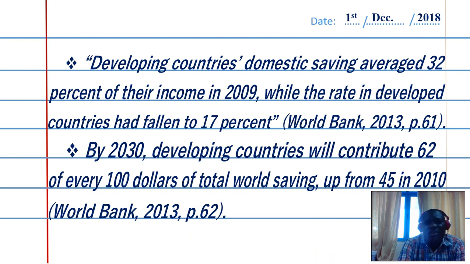Developing countries' domestic saving averaged 32% of their income in 2009, while the rate in developed countries had fallen to 17%. This was provided by the World Bank report, page 61, in 2013. Again, by 2030, developing countries will contribute 62% of every $100 of total world saving. This is an increase from 45% in 2010.